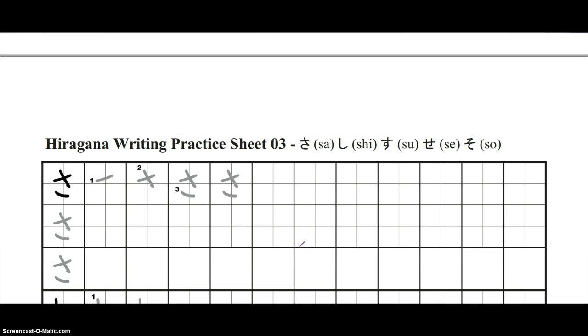Okay, next, moving on, Sa, Shi, Su, Se, So. Normally when we pronounce it, it's not really Si but Shi. Okay, so for Sa, S, A, Sa, it will be like that. If you realize it looks a bit like Ki in the previous page, just that there's only one horizontal stroke, and this horizontal stroke has to be curved slightly upwards.